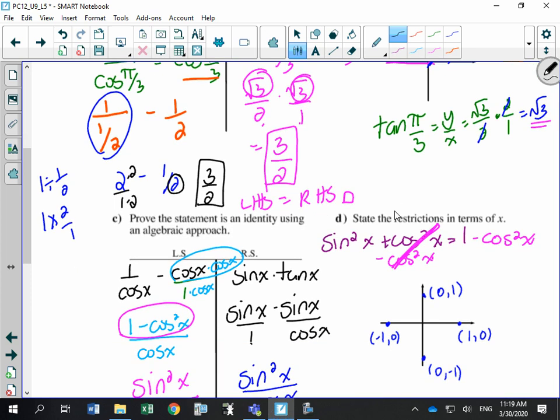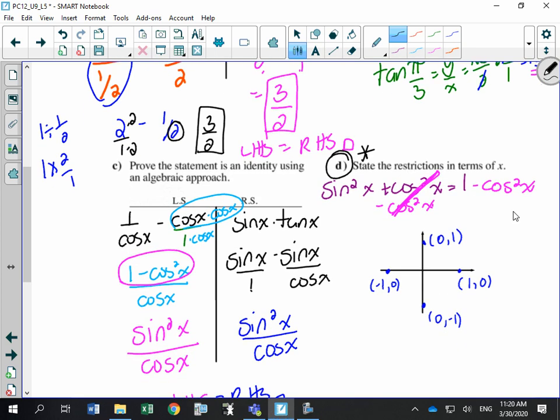I just want you to be very comfortable with proving an identity, verifying given a number, so like verify given pi over 3, and then D. I want you to be, at the end of this lesson, very comfortable with doing D. So state the restrictions in terms of x. Okay, how do we do restrictions?